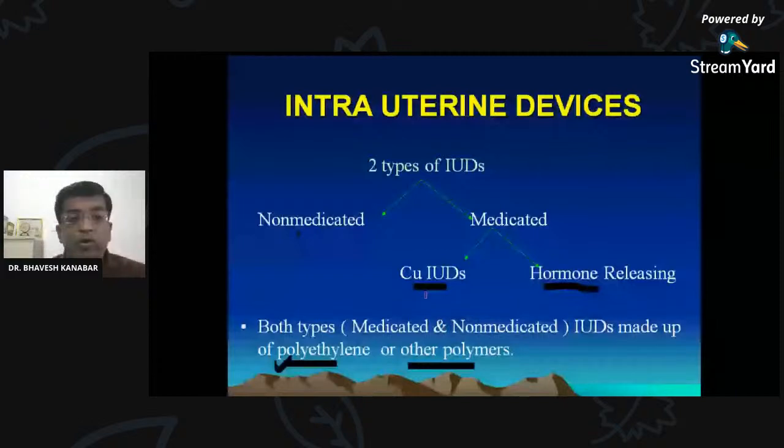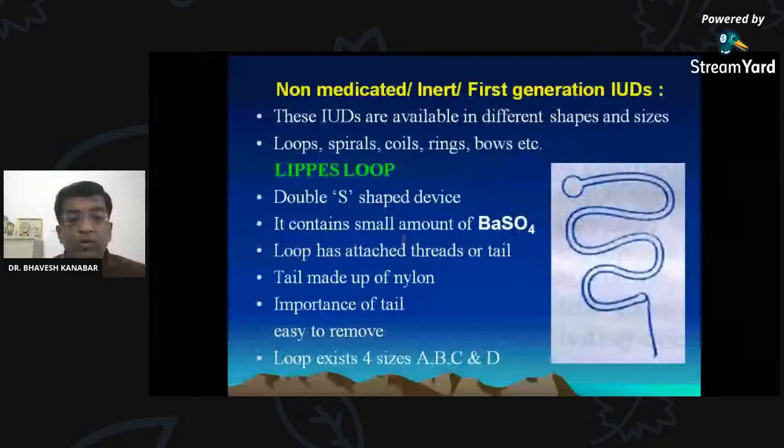Non-medicated devices are also called inert or first generation IUD. This is the Lippes loop. It is the old intrauterine device. Because of the availability of better IUDs, that is copper releasing IUD as well as hormonal IUD, nowadays its use is very limited or not used at all. But you should know about the features of the Lippes loop also.